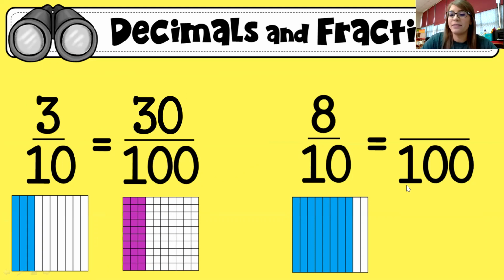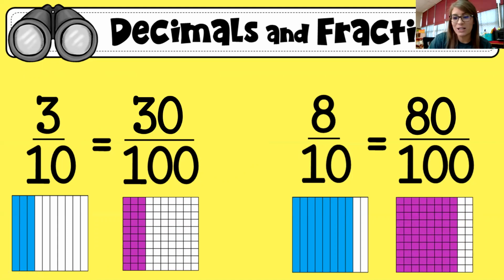All right, let's look at 8/10. Here are 8/10 shaded in here in the model. 10 times what gets me 100? 10. Very good. And in order to have an equivalent fraction, whatever we do to the denominator must also be done to the numerator. So 8 times 10 is going to get us how many hundredths? Very good. 80 hundredths. And again, you can see that the same amount of space is shaded in. We just have the horizontal lines here for hundredths.